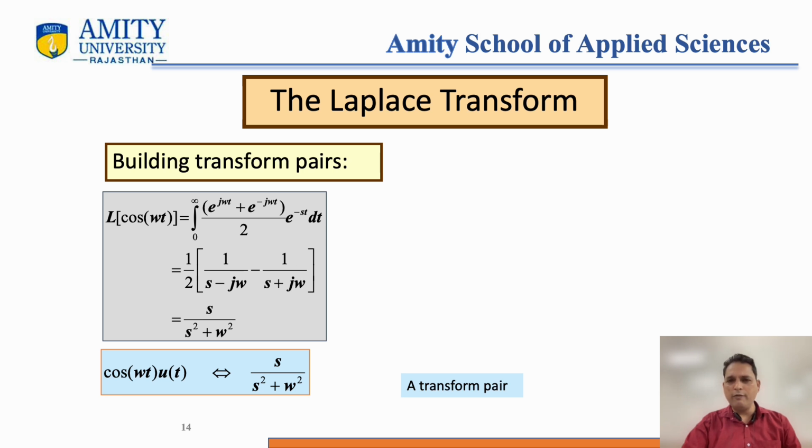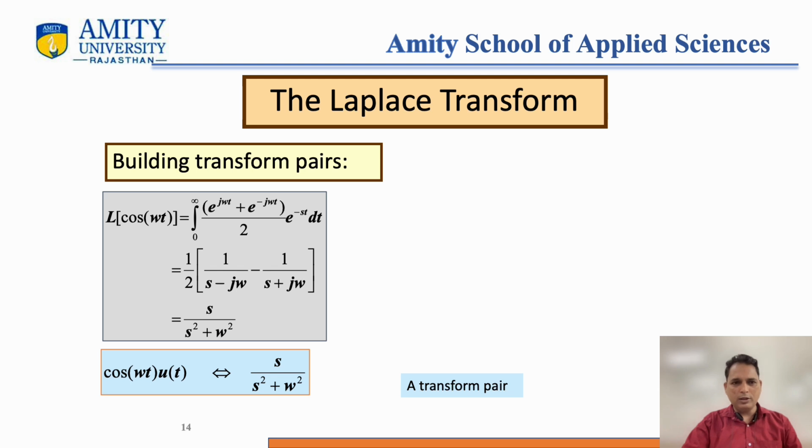By the definition of cos at, the value of cos at is equivalent to e to the power iat plus e to the power minus iat, upon 2. Using that definition, I put this value into the basic definition of Laplace transformation. So the Laplace transformation of cos wt becomes the integral from 0 to infinity of cos wt e to the power minus st dt. Now I put in the value of cos wt: e to the power j wt plus e to the power minus j wt upon 2, where j stands for the square root of minus 1.